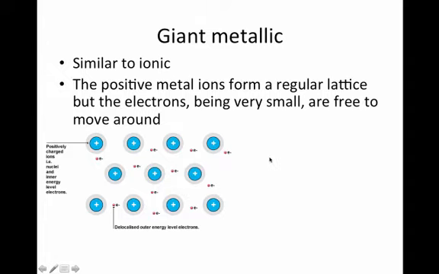Finally, well, second to last, we're talking about giant metallic bonds, giant metallic structures. This is kind of similar to ionic, I've said, but not really. What we have here is the positive metal ions in a regular lattice. So the positive metal ions are in the same place. They are in a regular arrangement. But the electrons are really small, and they're not joined up to anything.